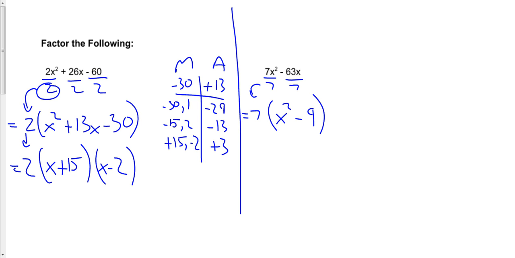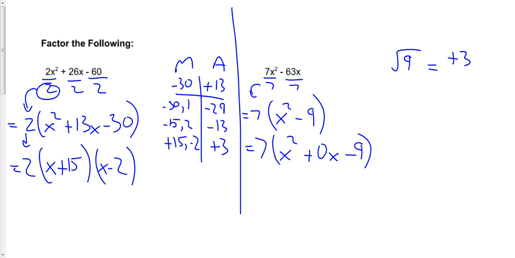Okay. I want to write that out as a trinomial, so I'm going to end up with x squared plus 0x minus 9. So my b value is 0. So that means that the square root of the positive c value is going to be my answer. So negative 3 and positive 3. So it's going to equal 7 times x plus 3, x minus 3.